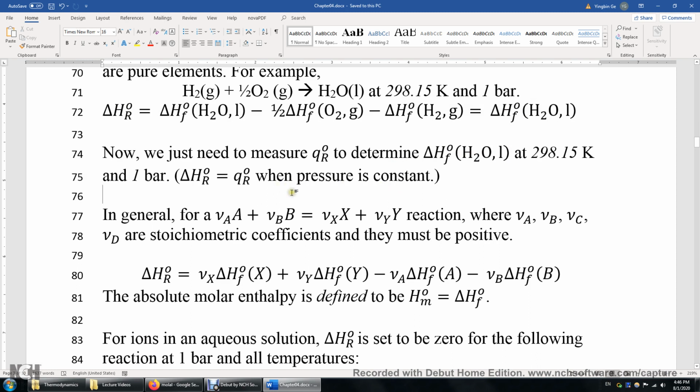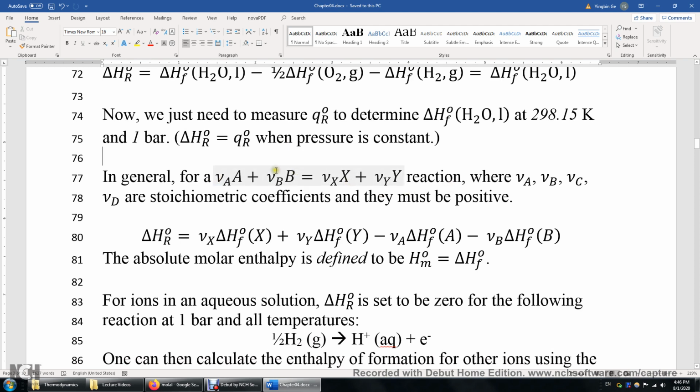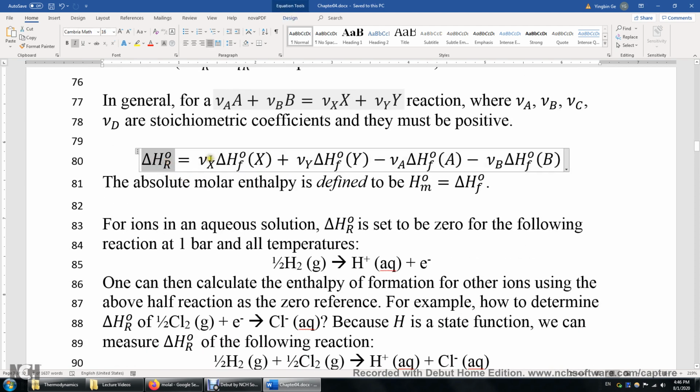We have to use zero references. And the zero references are the pure elements in the most stable state of aggregation, either gas, liquid, or solid at room temperature under the 1 bar standard state condition. In general, if we have this kind of reaction, the enthalpy of reaction again is the products over here minus the reactants. Make sure you notice the use of the coefficients here. Nu x, nu y, nu a, nu b are the coefficients in front of the reactants and the products.